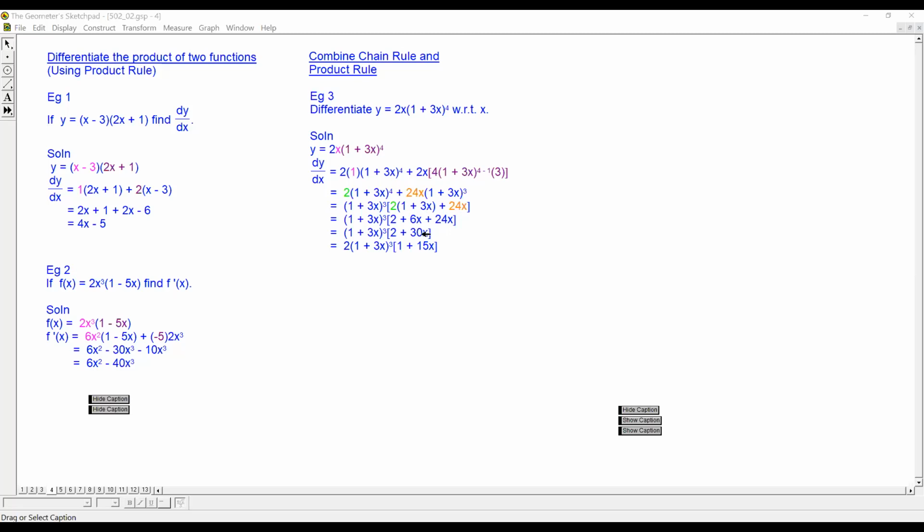Now the 2 and the 30, there is a common factor. The common factor is 2. So I take out the 2, left with 1. 30 take out 2, left with 15x. Okay. Teacher, any question?